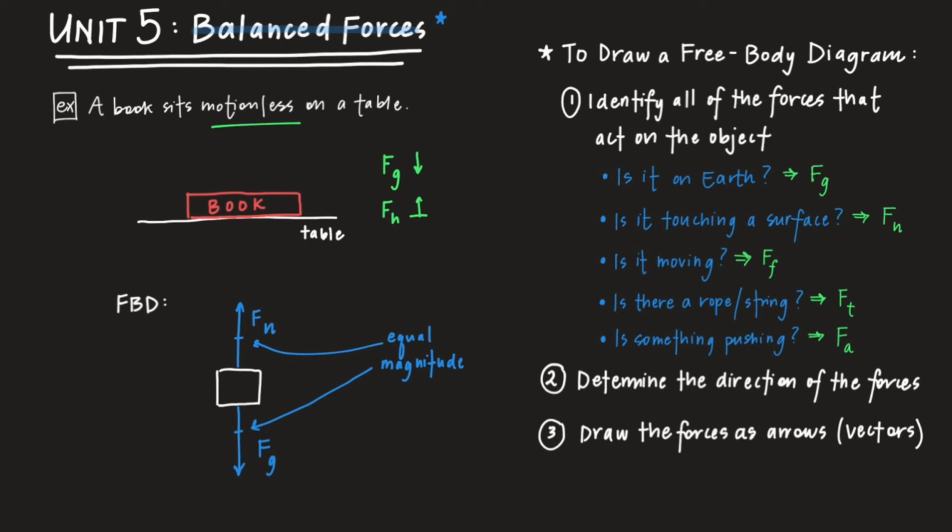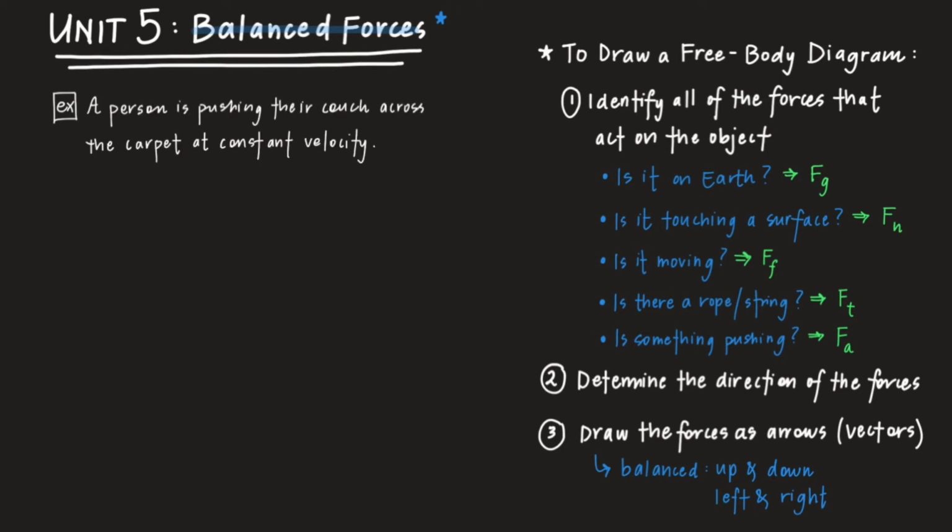So when we draw our forces as arrows, it's really important that we make sure that they are balanced, okay? This book isn't going anywhere, which means that those forces have to be balanced. Not only do they have to be balanced up and down, they also have to be balanced left and right. And we have that here. There's no forces left or right, and our up and down forces are balanced. They're of equal magnitude. They're going to basically cancel each other out because this book isn't moving.